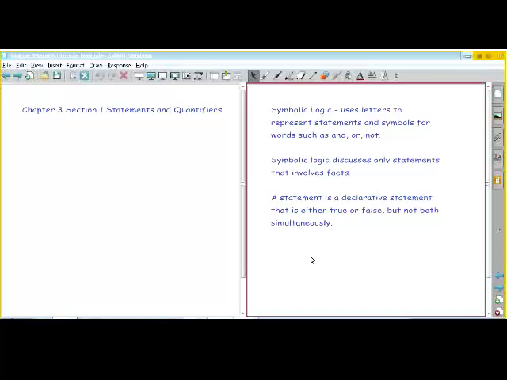What we're going to use is what's called symbolic logic, where we use letters to represent statements like, it is Saturday night, I have $20. And we're going to use symbols to represent words such as and, or, not. The restriction on symbolic logic is it only deals with statements that involve facts. What that means is you can answer it with a yes or no, or a true or false response.